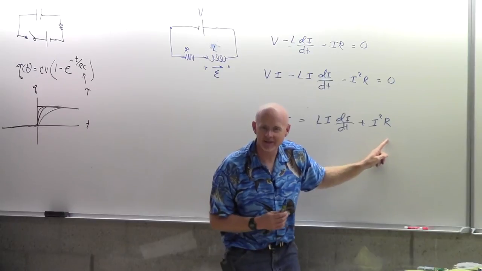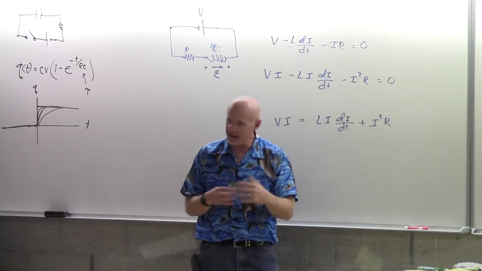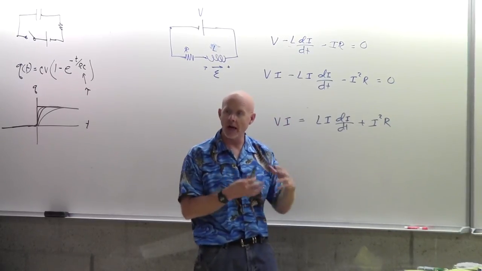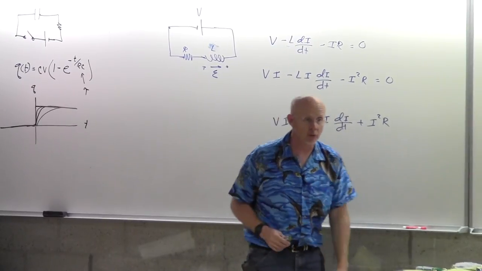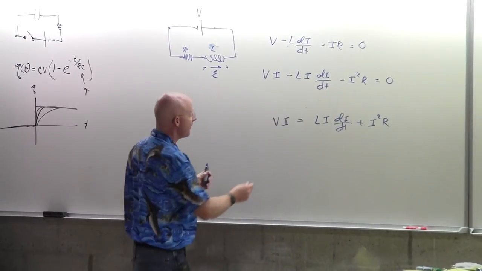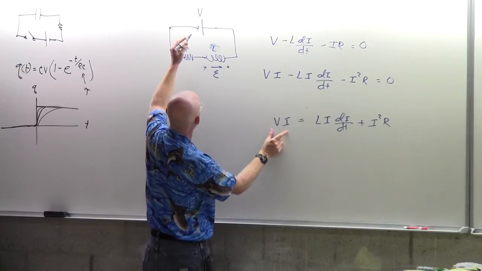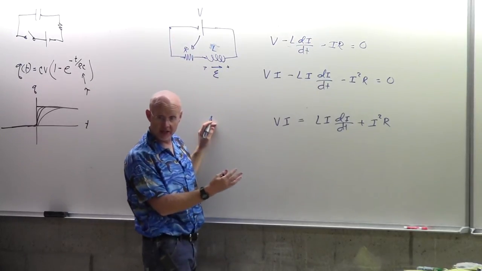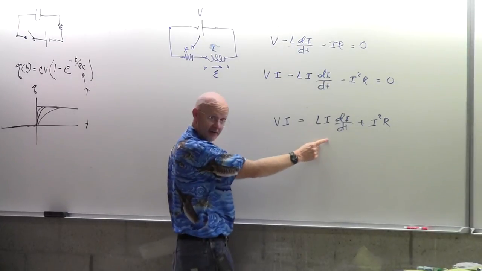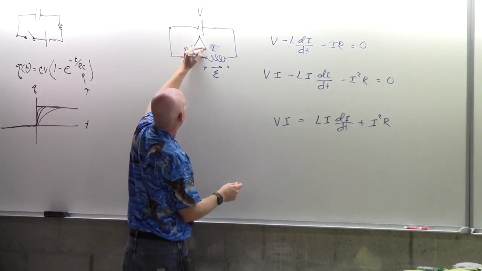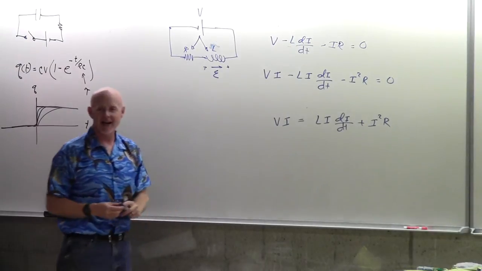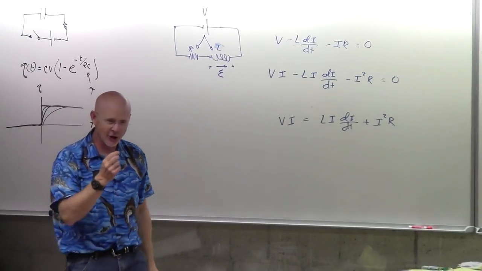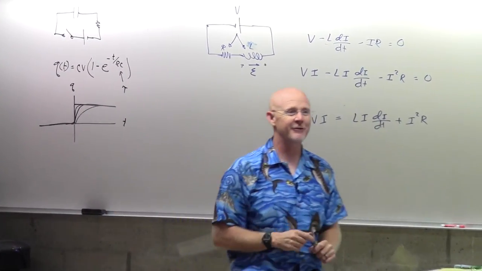Let's look at the easy one. What's this one? This is the power being consumed by the resistor. This is the rate at which the resistor is getting hot, if you will. And so it kind of makes sense that if energy is coming from the battery, it must be going some, anyways, to the resistor. So what's that term? Yeah, that's the power that is going to the inductor. That's what I want to focus on.